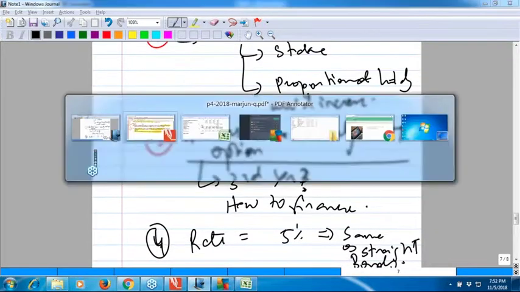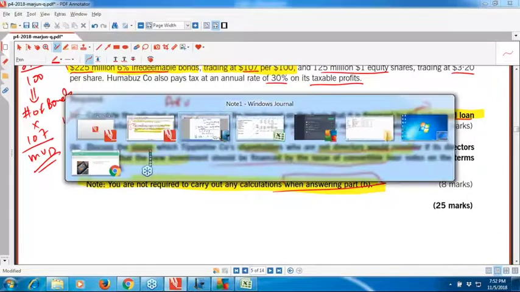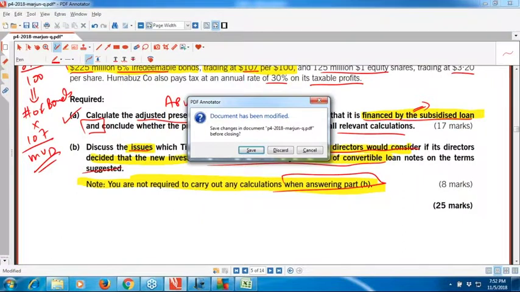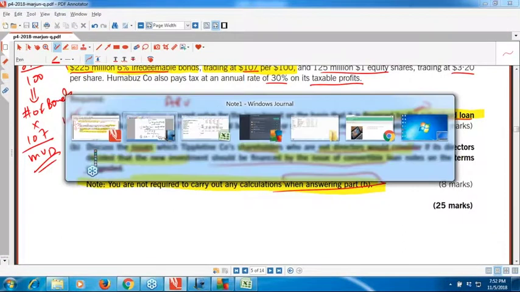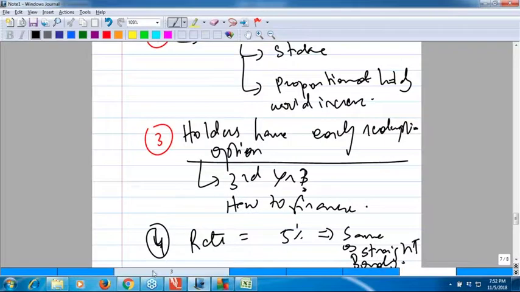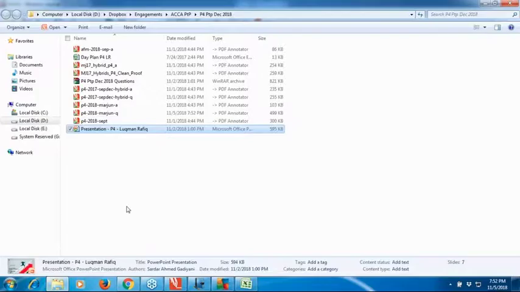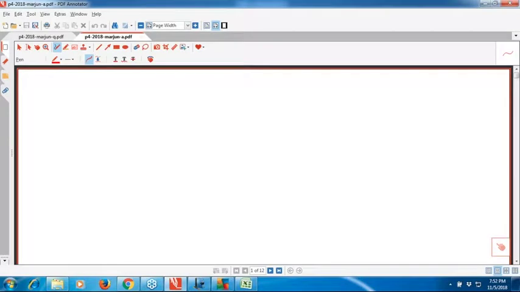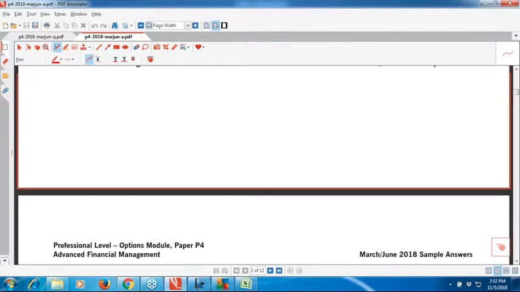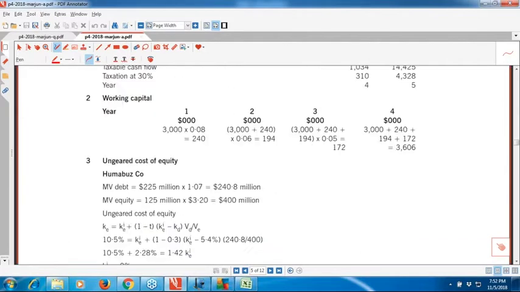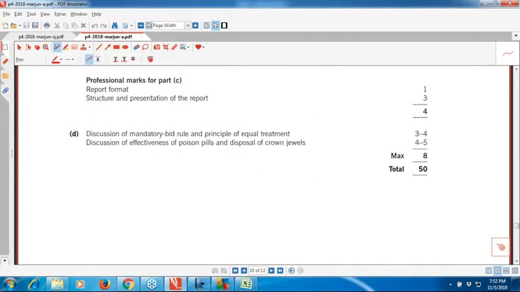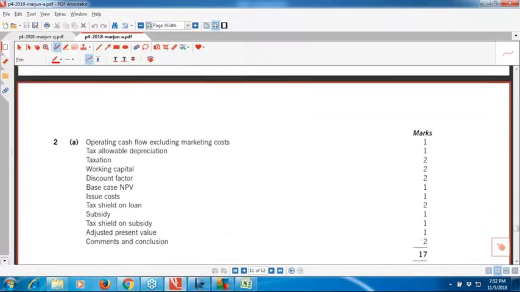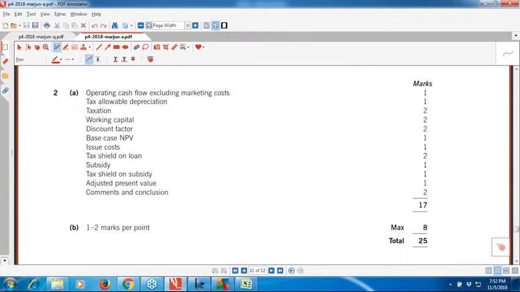Okay, so now I'm going to open up the answer to this question so that we can have an idea of what exactly the examiner is looking at. In fact, sorry, I'm going to open up the marking scheme of this question so that we could have a better idea. As I did mention earlier, let's talk about the marking scheme of the question.